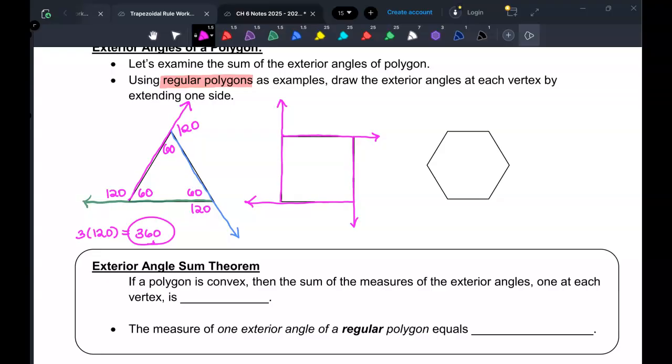Okay, now if these are all 90 degrees, what are all the exterior angles?